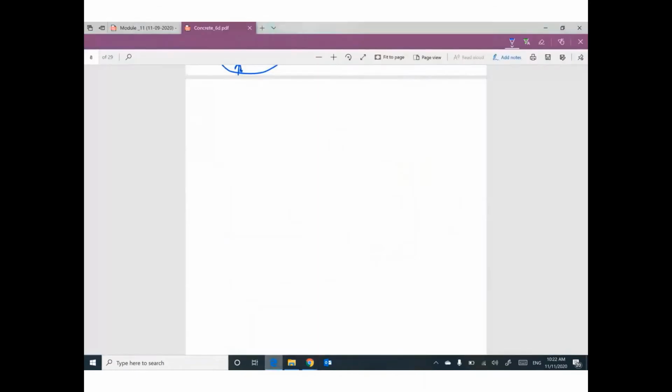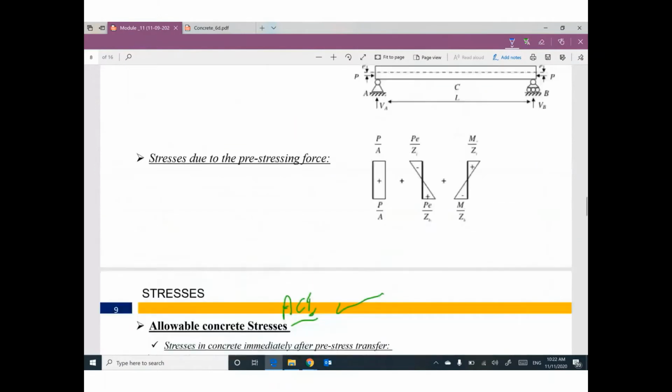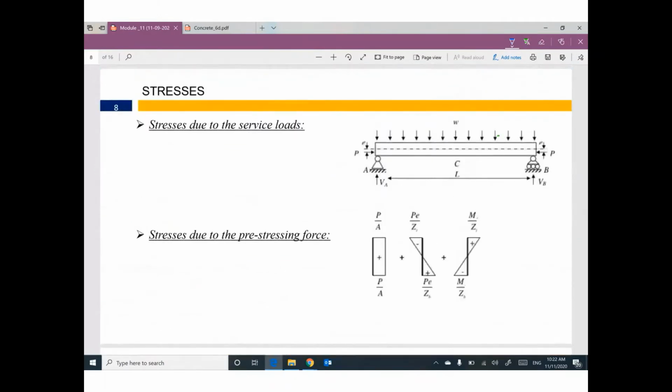I will start. I will cover the meaning of this allowable. It's a piece of cake, but I need to highlight something also.